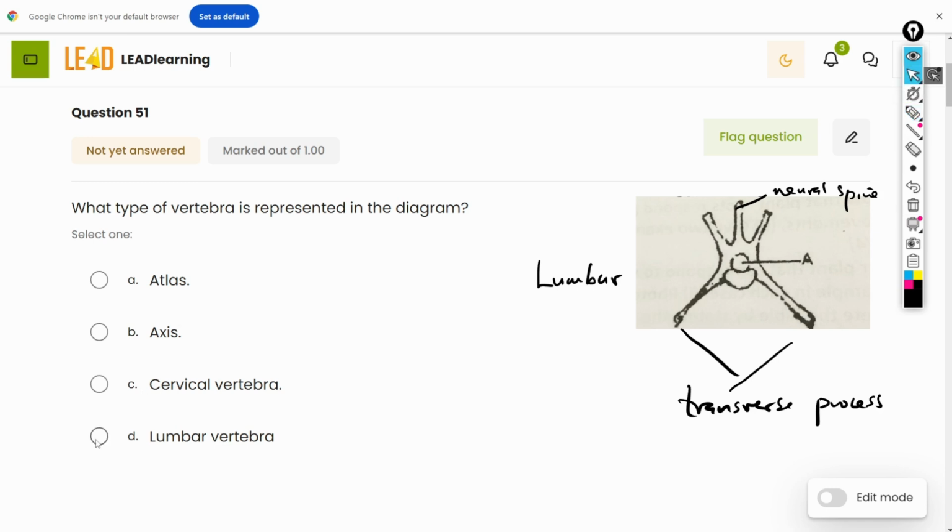So it is important that you acquaint yourself with the structure of the typical cervical vertebra, thoracic vertebra, lumbar vertebra, sacral vertebra, and the caudal vertebra, and be able to distinguish between the atlas and the axis vertebra, which are found in the neck, to go a long way in helping you with questions involving the types of vertebra.